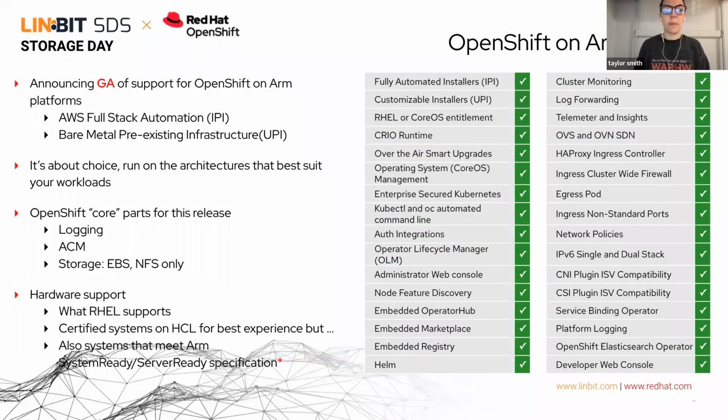So OpenShift on ARM machines is one of the big releases for this 4.10 release that had a lot of buzz, particularly when it comes to the edge use cases. The support allows you to run the latest AWS ARM-based instances, as well as bare metal servers. You can currently only use EBS and NFS storage here, and the logging and advanced cluster management teams are also enabling ARM functionality. You'll be able to run OpenShift on systems that have met the ARM SystemReady server-ready specification.